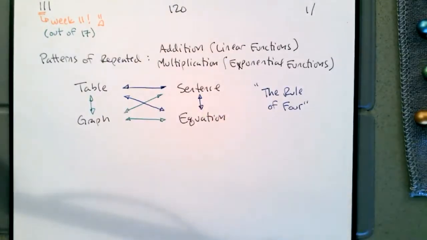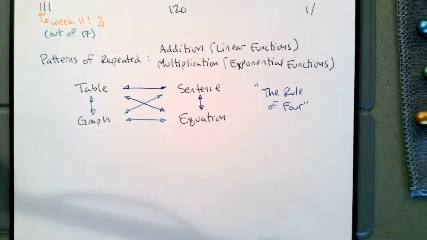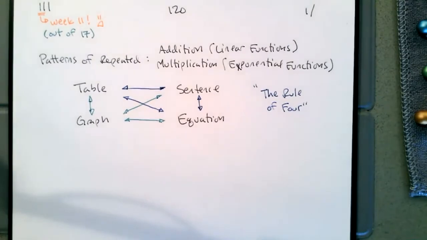So it's not just being able to take one and write the other. It's about understanding how changes in one will affect the others. So how do changes in the table alter the sentence? How do changes in the table alter the equation? How do changes in the equation alter the graph, and so on? The rule of 4 is about understanding a concept in 4 different ways, and how those 4 things are related.